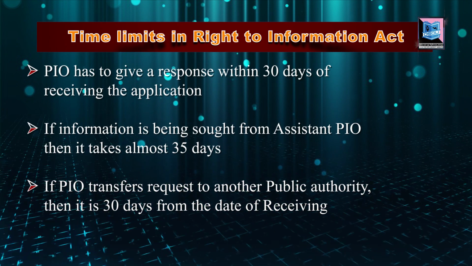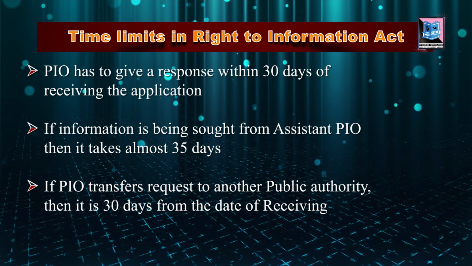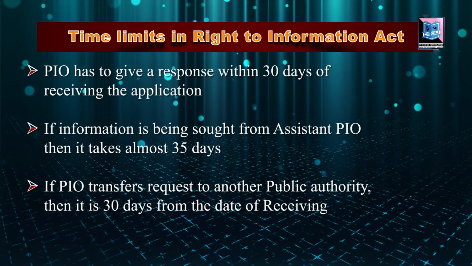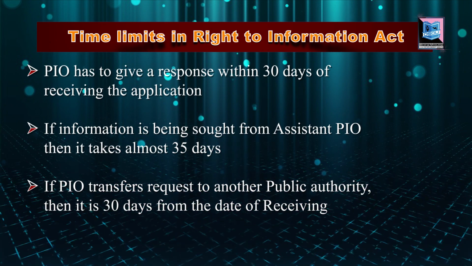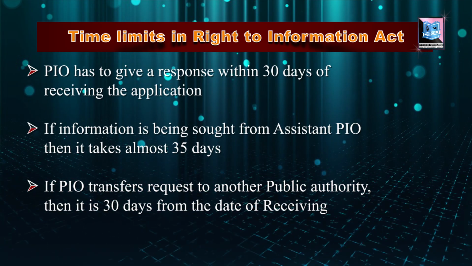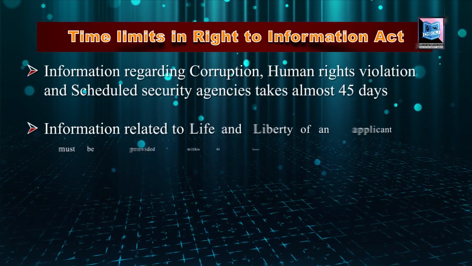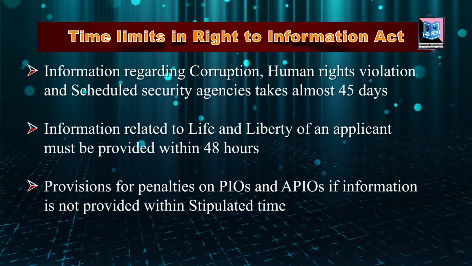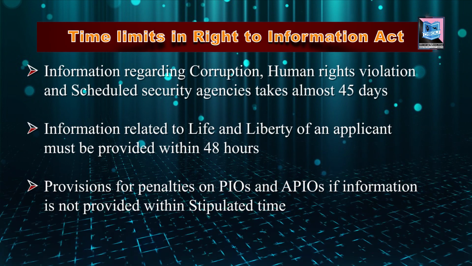If the PIO transfers the request to another public authority, then the time allowed is 30 days, but it is computed from the day after it is received by the PIO of the transferring authority. So it means that after the moment it is received by the next concerned authority, it takes another 30 more days. If the information concerning corruption and human rights violation by scheduled security agencies is to be provided, then it takes almost 45 days.